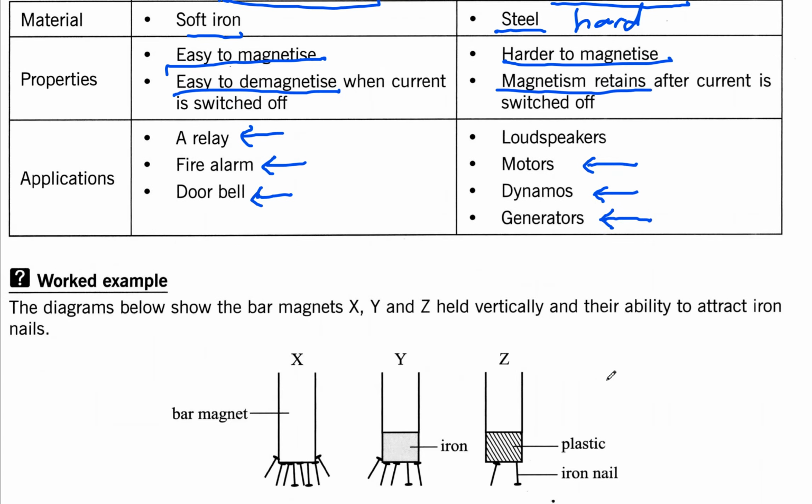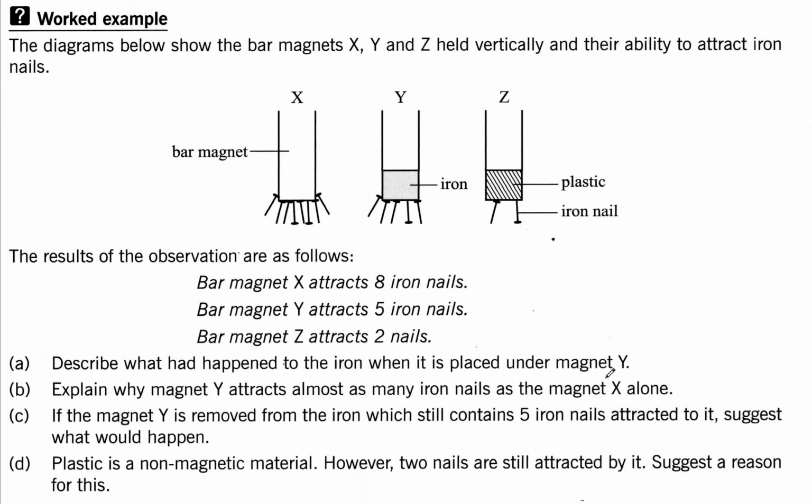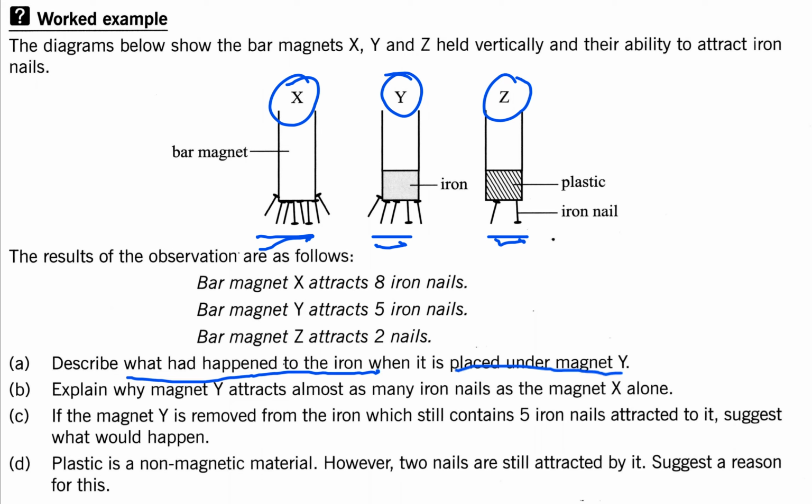Worked example. We have three bar magnets: magnet X, magnet Y, and magnet Z. Magnet X attracts many iron nails. Magnet Y also attracts many iron nails through a piece of iron, but magnet Z attracts only a couple of iron nails through plastic. First question: what happened to the iron placed under magnet Y?